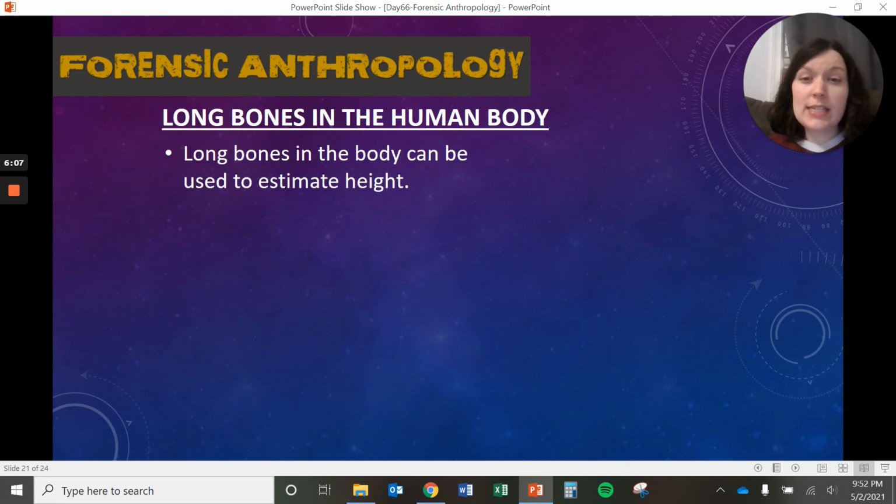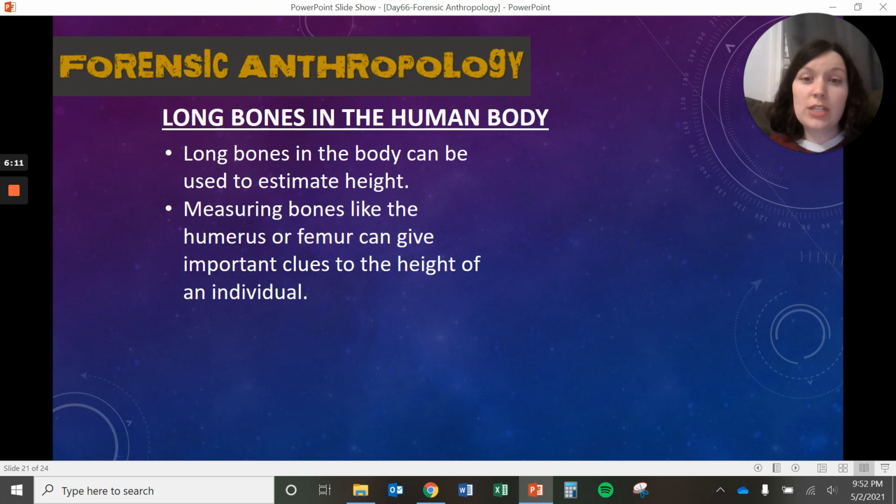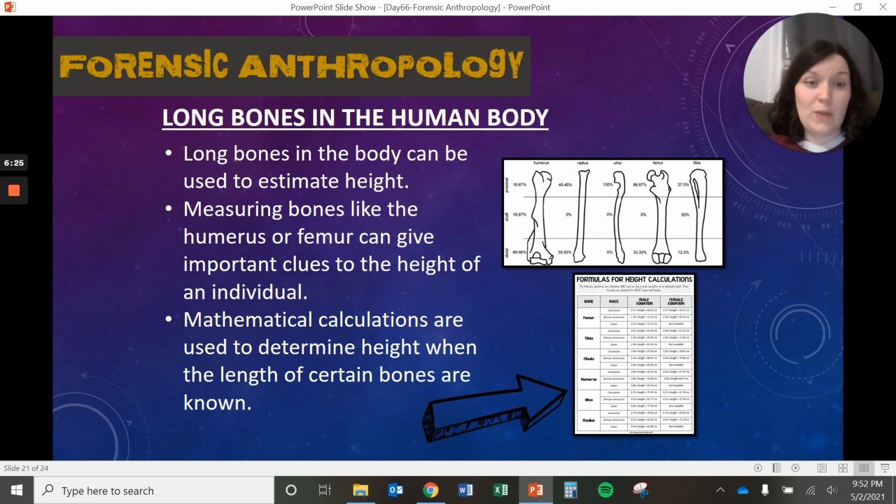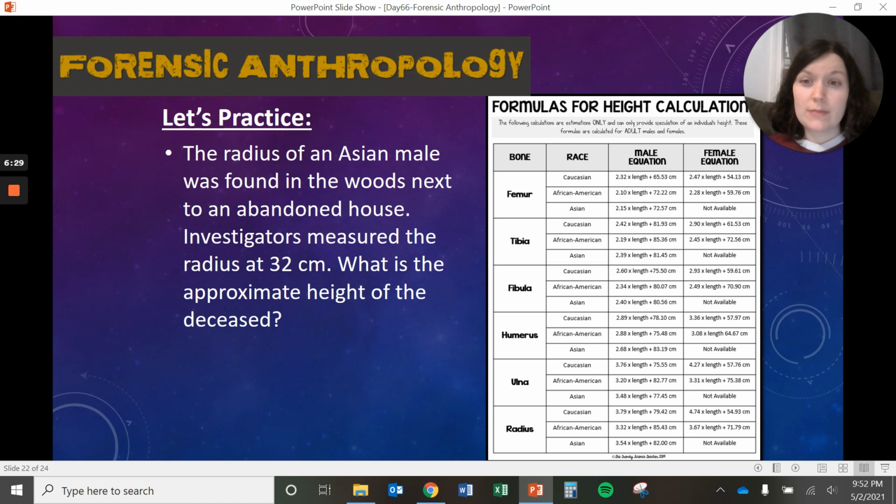Okay, long bones in the body can be used to estimate the height of an individual. So measuring the bones like the humerus or femur can give important clues of the height of the individual. Okay, so there are mathematical calculations that can be used to determine the height when the length of a certain bone is known. So we can use a chart like this to figure out the height of the individual. Okay, so we're going to practice.